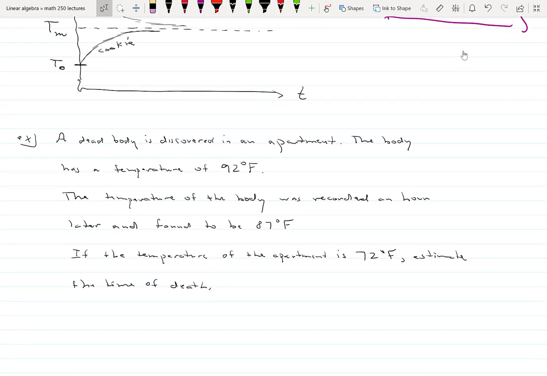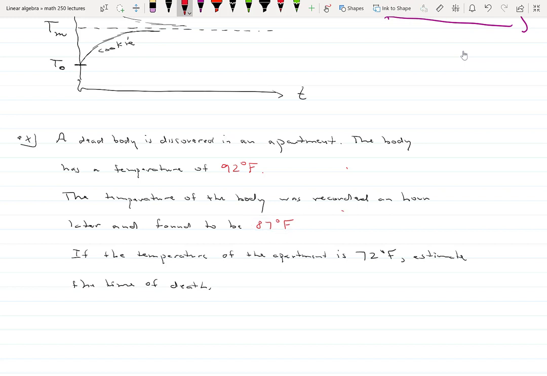A dead body is discovered in an apartment. The temperature of the body is found to be 92 degrees. So the body has a temperature of 92 degrees when found. One hour after it was discovered, the temperature of the body was then again taken. It seems kind of weird to take the temperature of a dead body an hour afterwards, but you'll see why we needed to do that. And the temperature has decreased to 87 degrees.